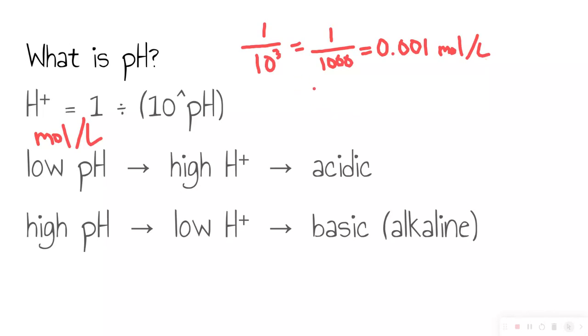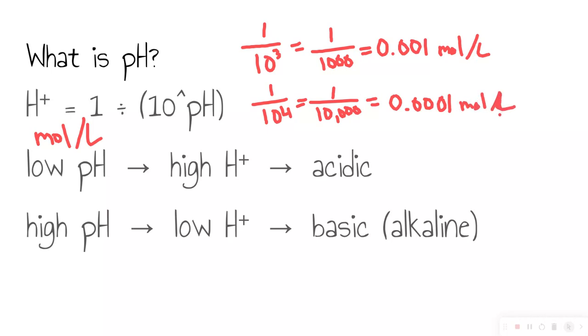All right, so let's take a look at another example. What if we have a pH of 4 now? First we had a pH of 3, now let's look at a pH of 4. We have 1 over 10 to the 4th, because we have 1 over 10 to the power of pH. Our pH is 4, so 10 to the 4th equals 10,000, which gives us 0.0001 moles per liter.